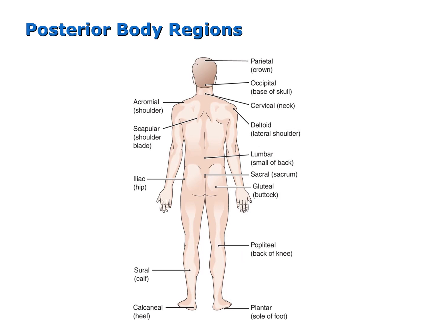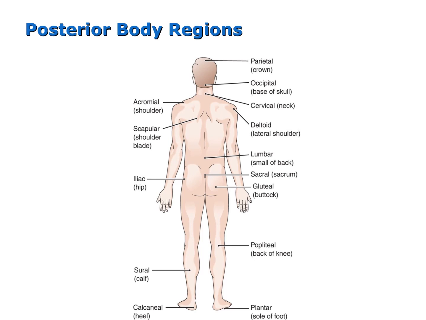When we are looking at the cephalic part of the body, we define as parietal, or the crown, the upper top of the head. Occipital is the base of the skull. The neck is called the cervical part. Parts of the shoulder can be defined as acromial or scapular, depending on if it's the upper part of the shoulder or the tip of the shoulder blade. The shoulder area can be called deltoid.